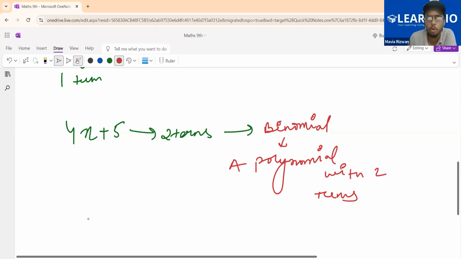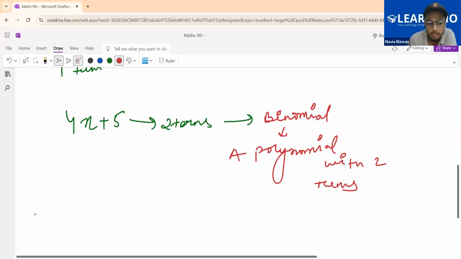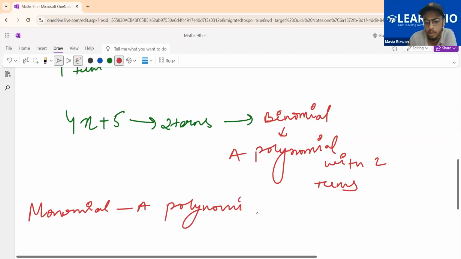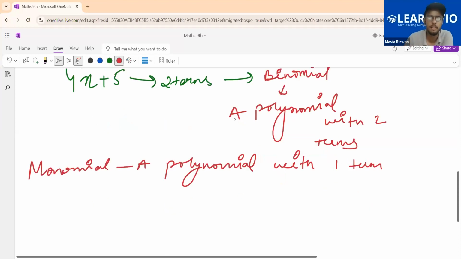Okay. Then we have a monomial. What is a monomial? One term. Yes, a monomial is a polynomial with one term. Now, can you give me an example, Safia? 3x. Yes, 3x. Even only 4. Okay, 10x square. Even x raised to the power 5. Okay. So these are monomials.